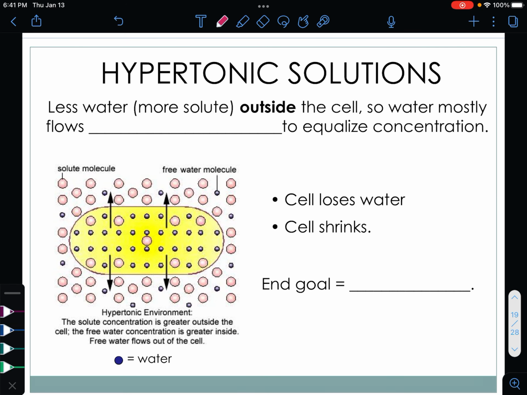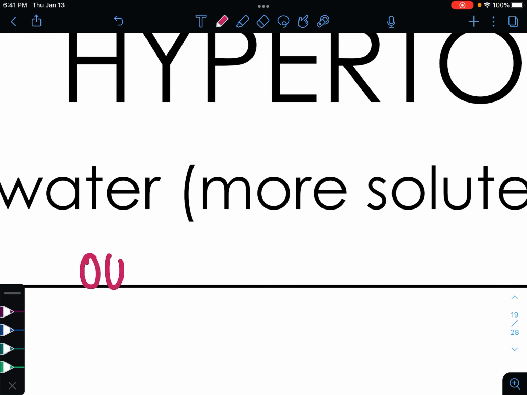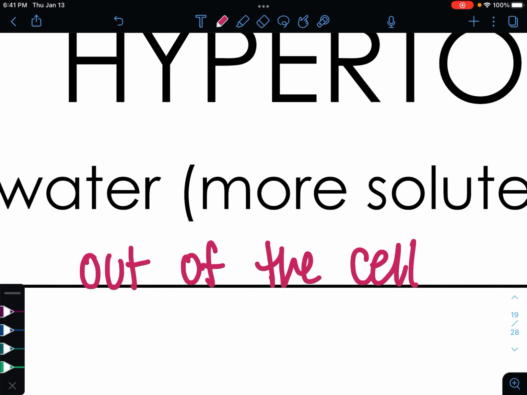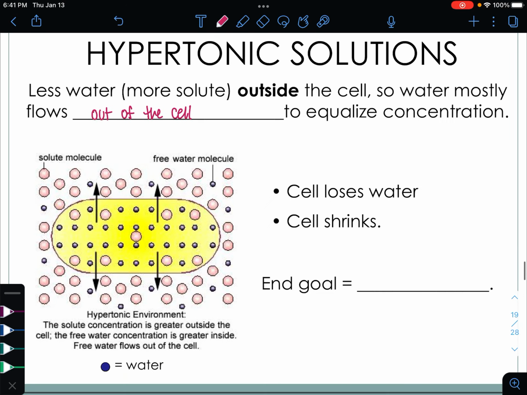All right, let's look at the last example of solution. So in a hypertonic solution, we have less water outside the cell. So water is going to mostly flow out of the cell. If this happens, our cell is going to lose water. If our cell loses water, our cell is going to shrink. And still, our end goal is equilibrium.